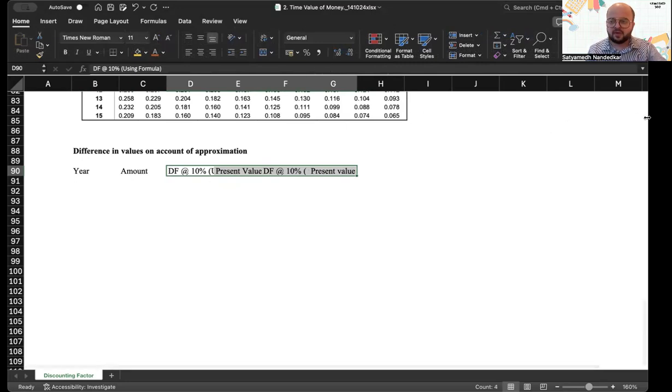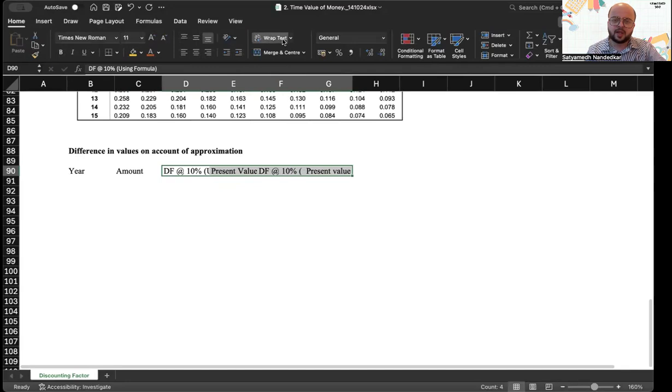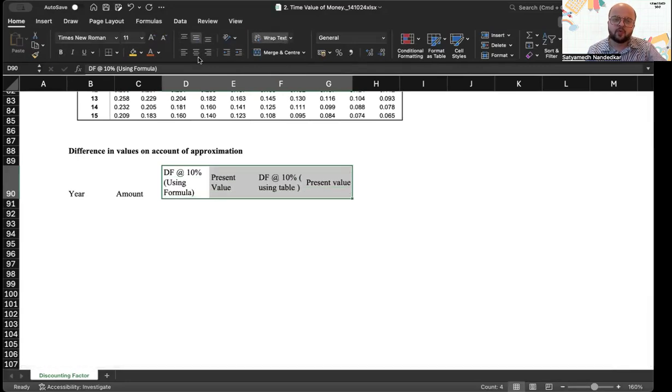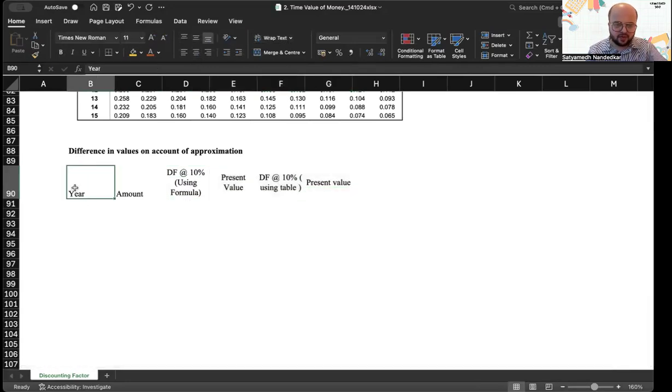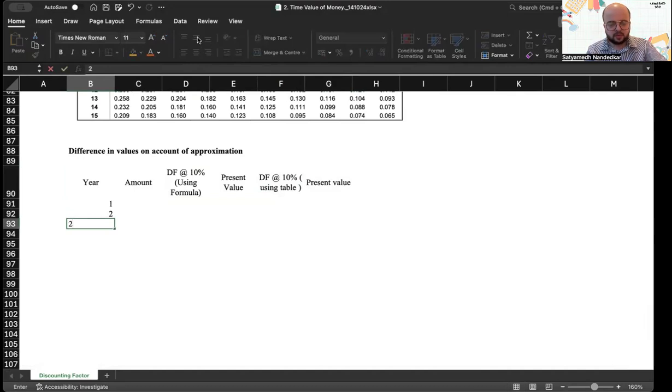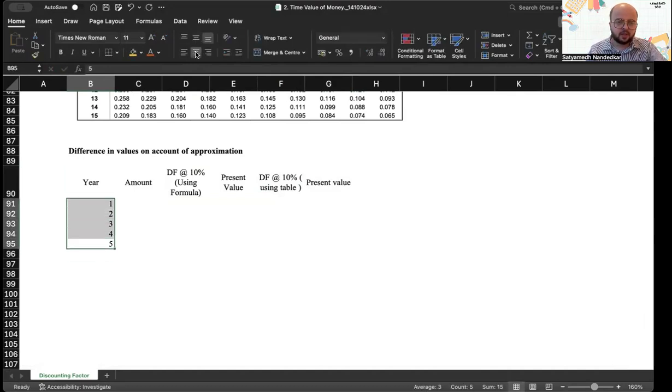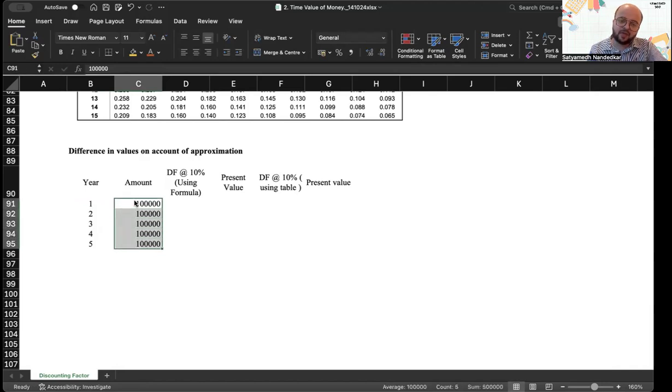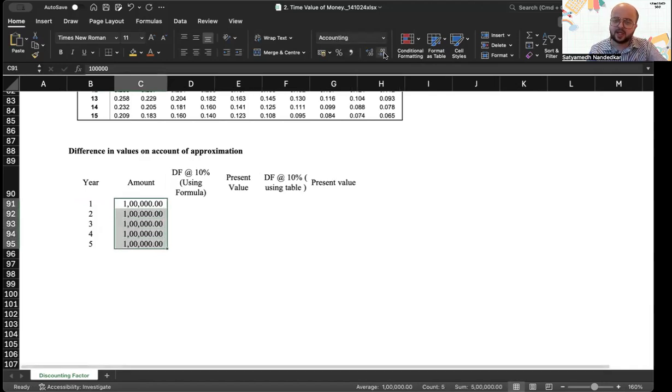Now, if I were to begin, let's take a number like 1 lakh rupees. Instead of 10,000, let's use a slightly bigger number. Year 1, 2, 3, 4, and 5. Say I'm talking about a sum of 1 lakh, which is received at the end of each of the 5 years, 1 lakh each year.